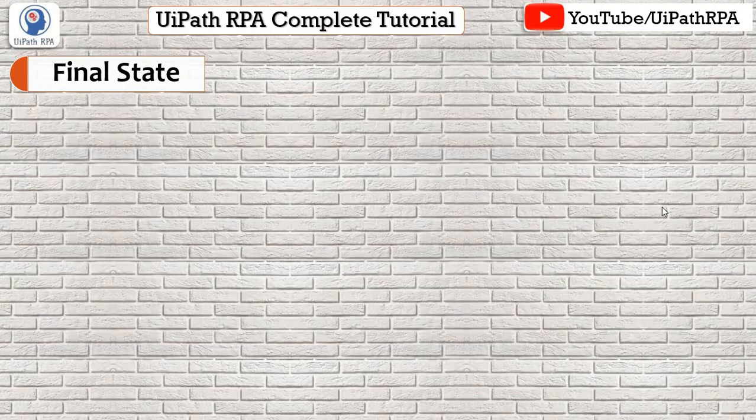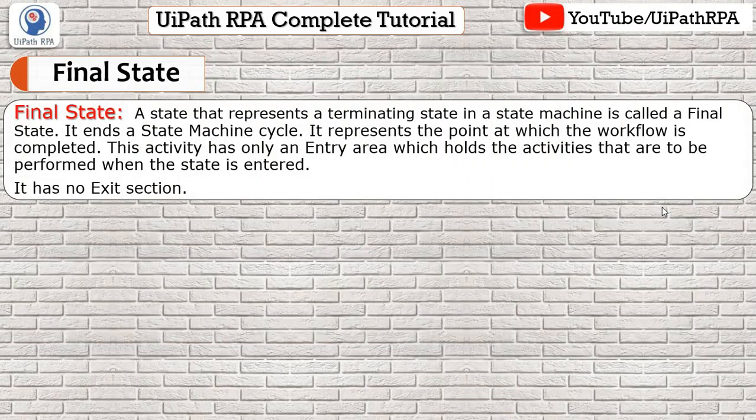Now the last one is final state. A terminating state in the state machine is called a final state, right? So whenever we complete or exit from that state, that is called the final state. It means that is the last step of the state machine. It ends the state machine cycle, right? Whenever that final state is executed, you can understand the state machine cycle has ended.